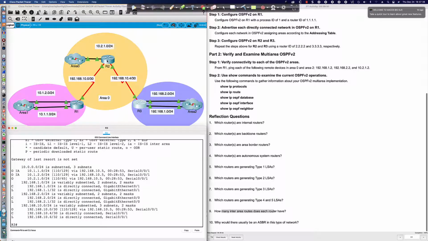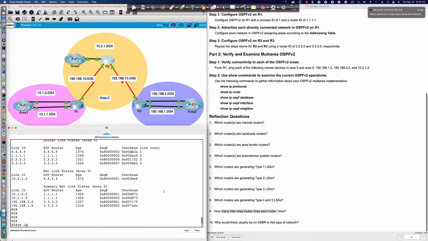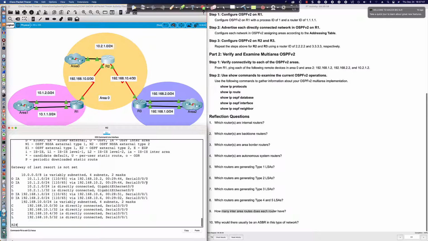But how many inter-area routes is router 2 going to see? Show IP route. It's going to see 4. It's going to see the 2 over here. I didn't mean to go over the cloud there. So it's going to see these 2 networks here, which are in area 1, and it's going to see these two networks here, which are in area 2.